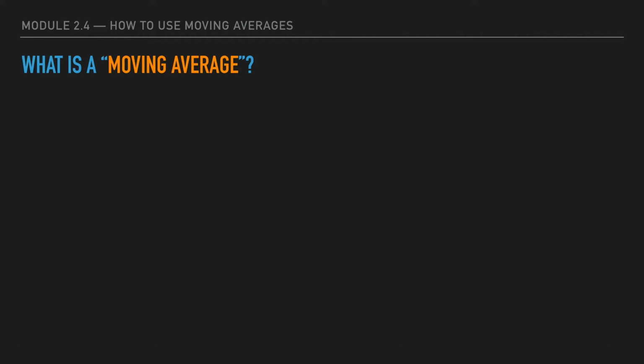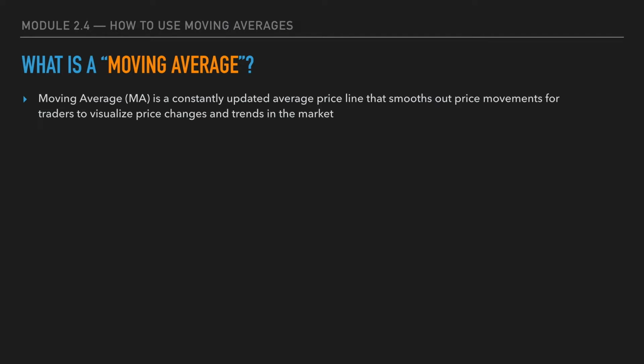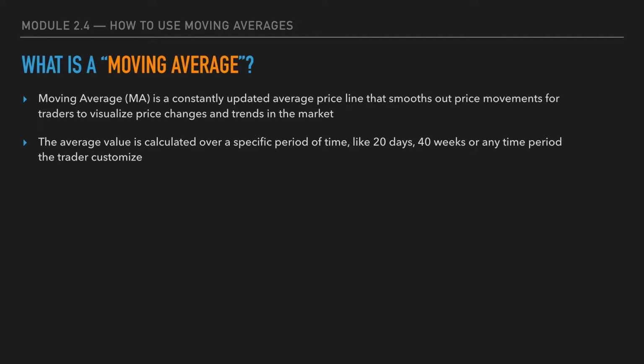So what exactly is a moving average? A moving average is nothing more than a constantly updated average price line that smooths out price movements for traders to visualize price changes and trends in the market. It's considered one of the most commonly used tools for technical analysis. The average value is calculated over a specific period of time, for example, 20 days, 40 weeks, or any time period according to each trader's personal preferences, trading styles, and strategies.